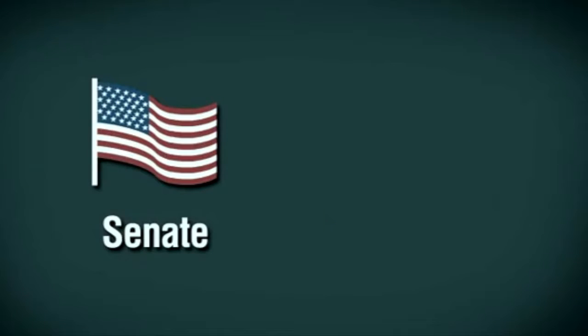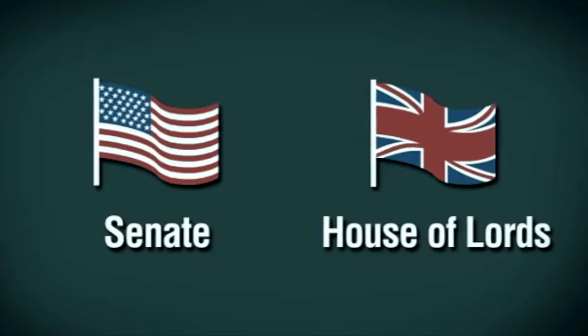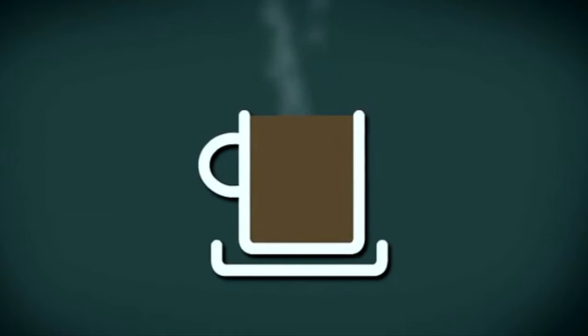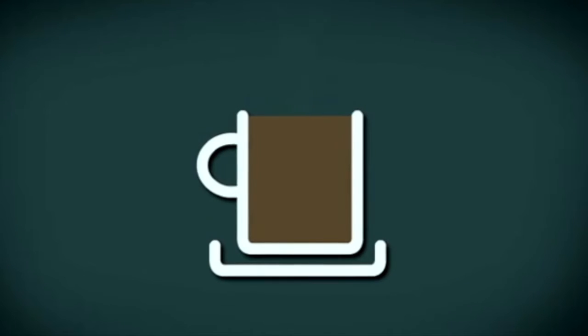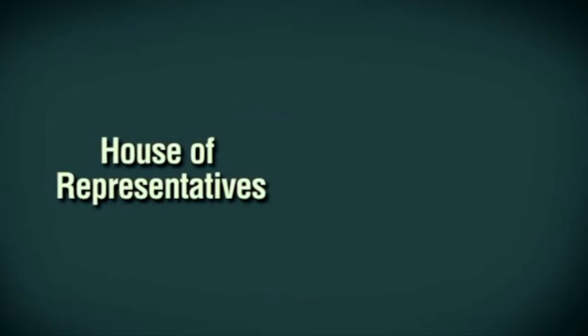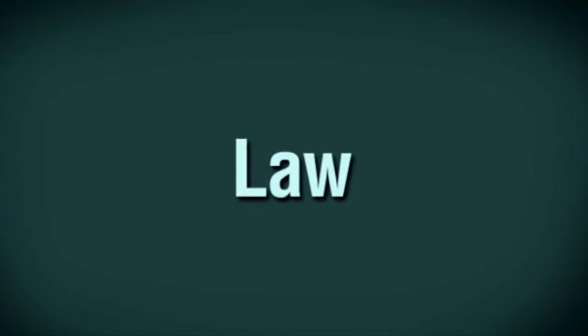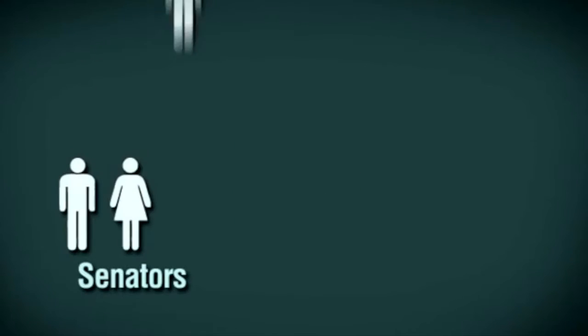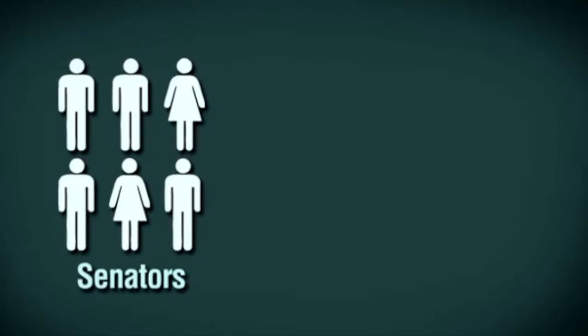The Senate in the US Congress, like the House of Lords in the UK Parliament, is sometimes called the upper house. George Washington described the Senate as the saucer that cools the coffee, meaning that it's their job to scrutinize and question all proposals made by both the House of Representatives and the President, before voting to decide whether they should proceed as law.